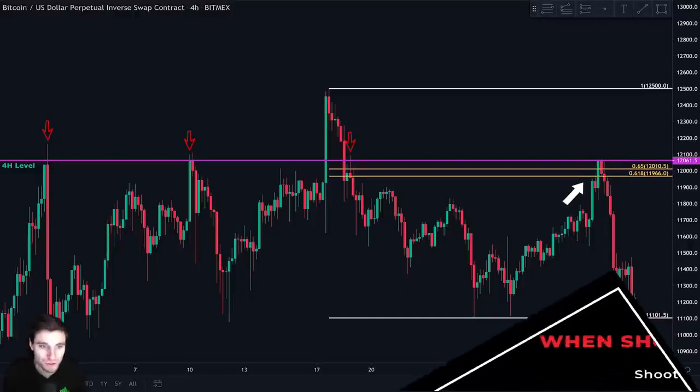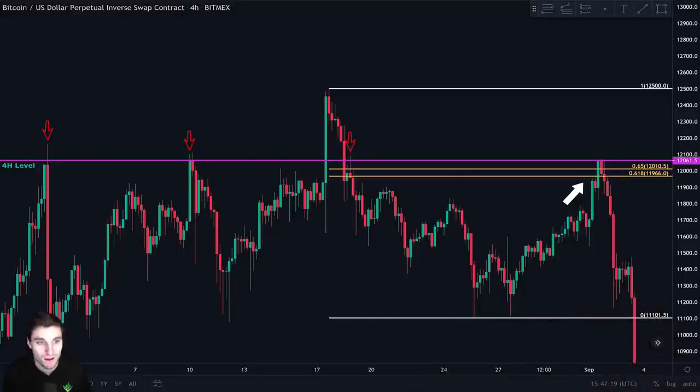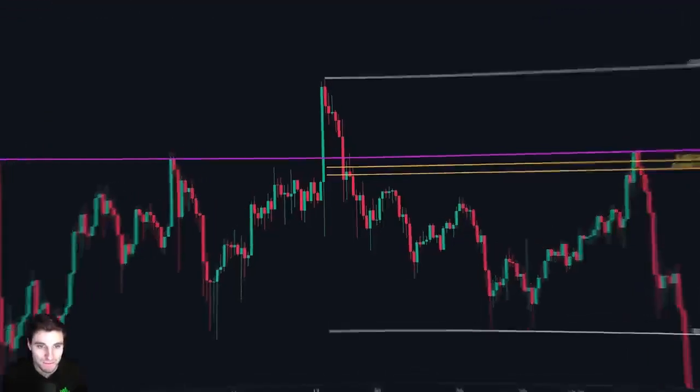When we want to take a short, we always look for a shooting star or a bearish engulfing candle formation. That is our trigger to enter the short. If we do not see a shooting star or a bearish engulfing at this level, we simply do not enter the trade. So, let's go to the lower time frames to see what happened.